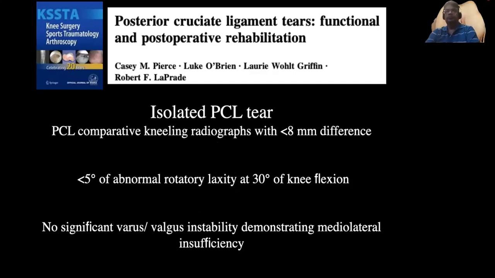Yes. I was very confused about isolated PCL tear, and this is what I found in the literature. An isolated PCL tear is when there is a difference of about 8 millimeters in bilateral knees on kneeling stress X-rays, there is less than 5 degrees of abnormal rotatory laxity between the two legs, and on clinical examination there is no varus and valgus instability, no mediolateral instability. Basically, what we all do is we diagnose isolated PCL tear with clinical examination only.